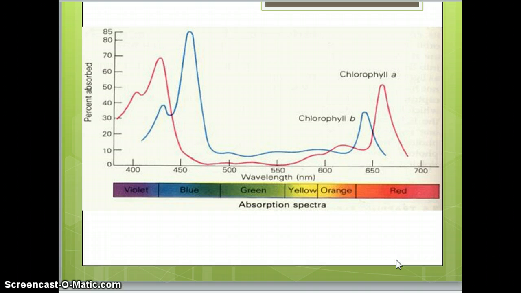This graph shows what kind of light 2 types of chlorophyll absorb. You can see chlorophyll B absorbs a lot of blue light and red light as well. Chlorophyll A absorbs a lot of purple light and also red light. Neither chlorophyll A nor B absorbs green, yellow, or orange very well.